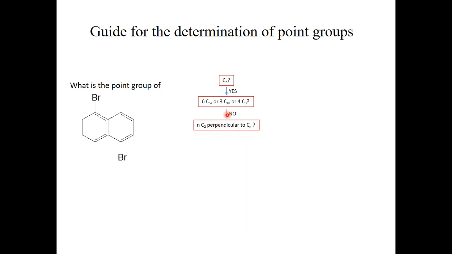we have to go to the next question, which is, are there now n C2 axes perpendicular to the Cn axis that we already have found? Okay, so in this case, we would need to find 2 additional C2 axes in addition to the one that we have already found. So do we have 2 additional C2 axes?